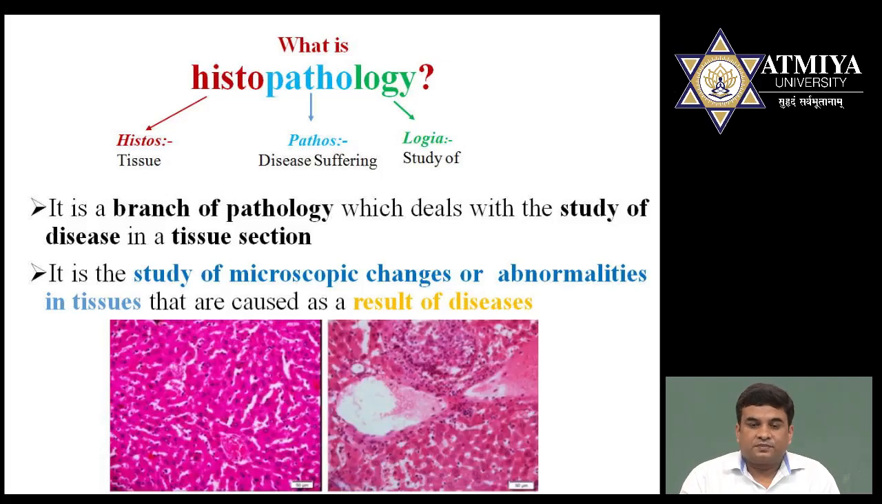If you look at this picture, there are two pictures. On the left side is normal liver tissue, and on the right side is cancerous tissue. In normal liver tissue, all the cells are arranged uniformly, while in the cancerous tissue the cells are not well organized. It is not well differentiated. Somewhere there are more cells, somewhere there are no cells. So you can compare normal cells with cancerous cells, and you can use histopathology technology for the diagnosis of any disease.